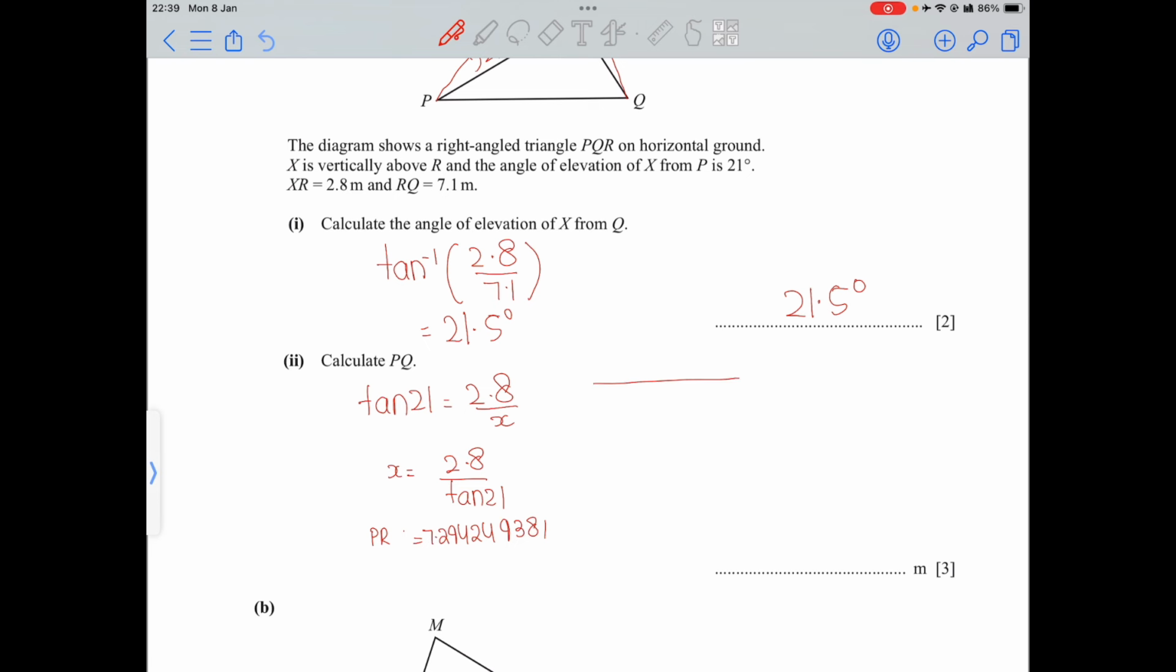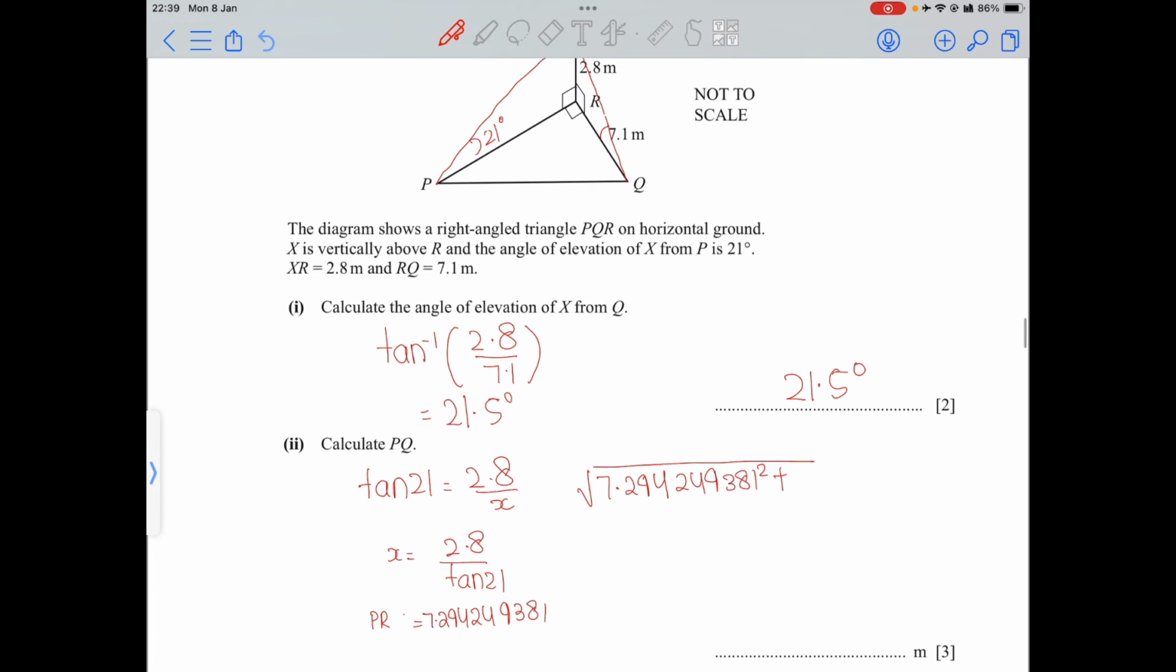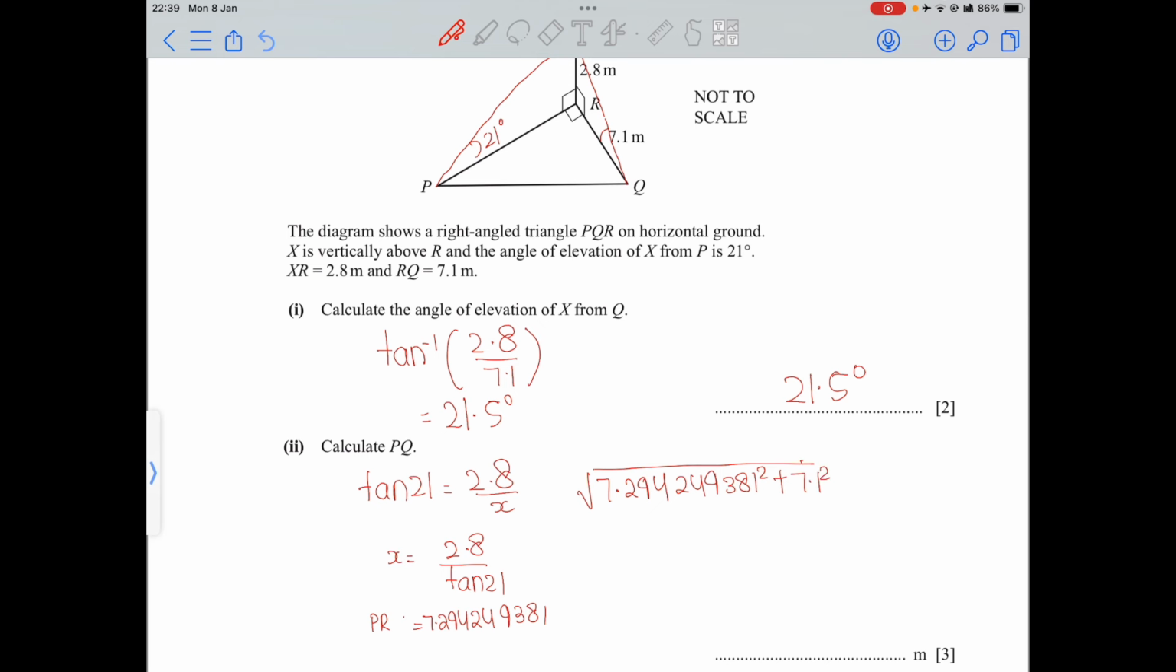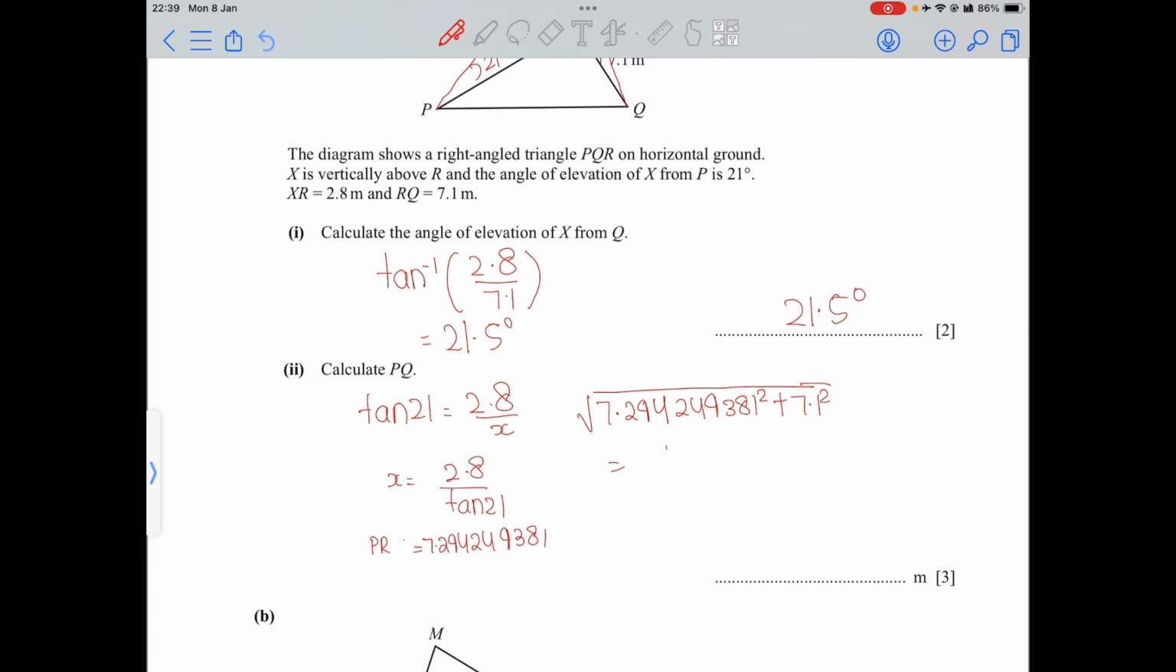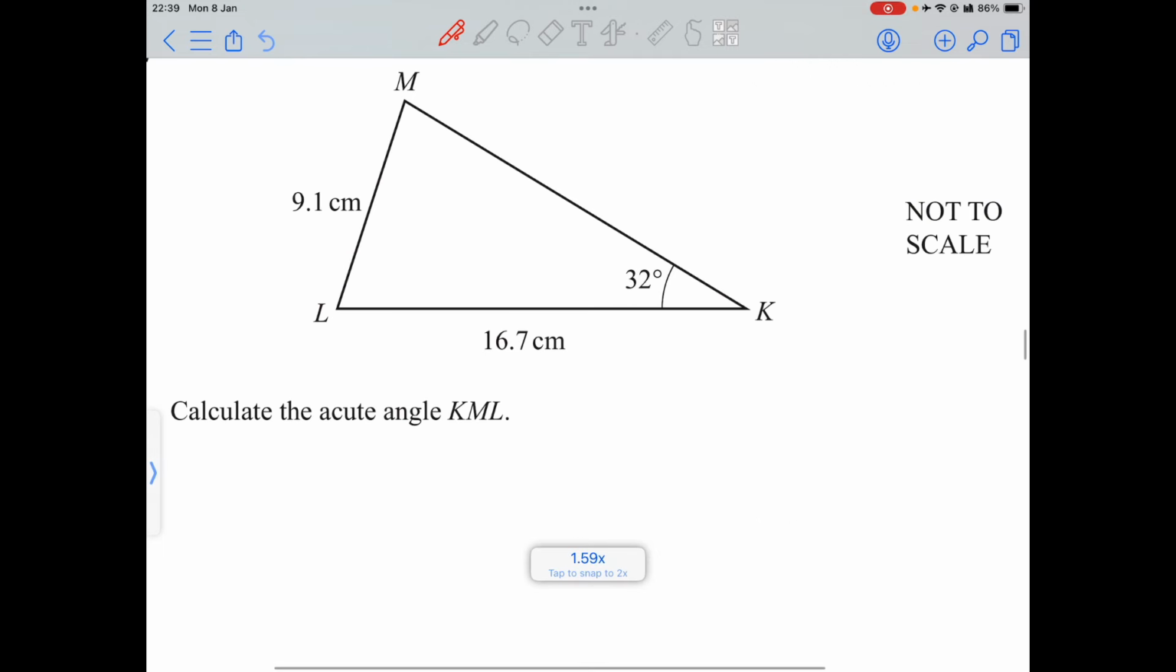Then once you have found PR, you can simply use the Pythagorean theorem. So that gives me 7.294 squared plus 7.1 squared, square rooted, which is 10.2 meters.